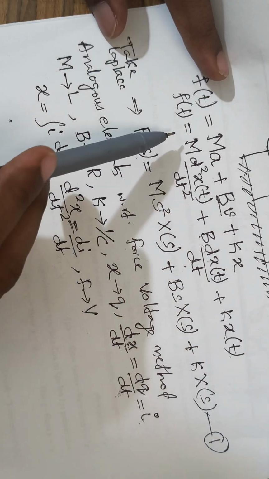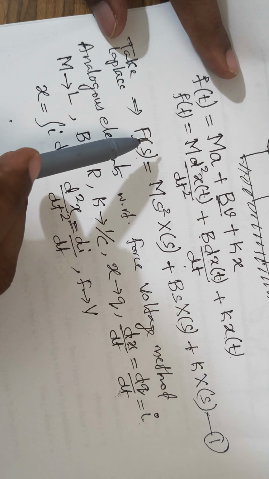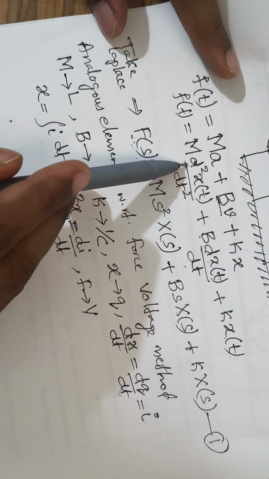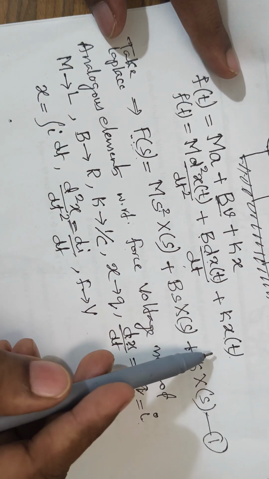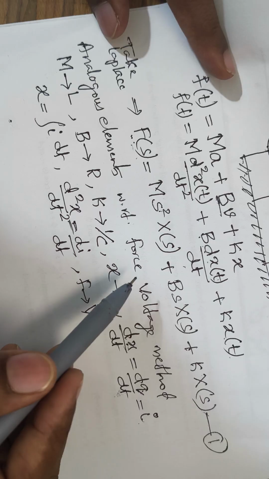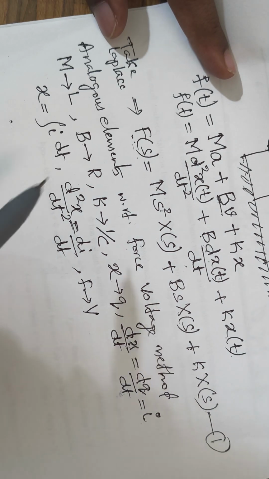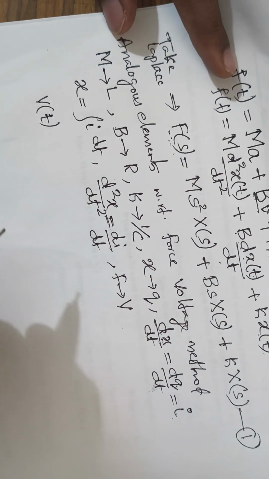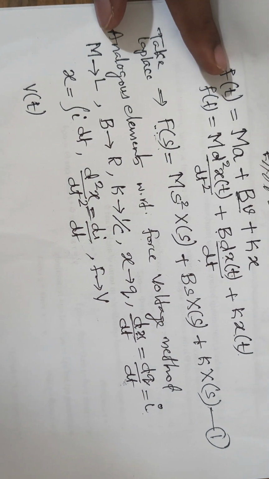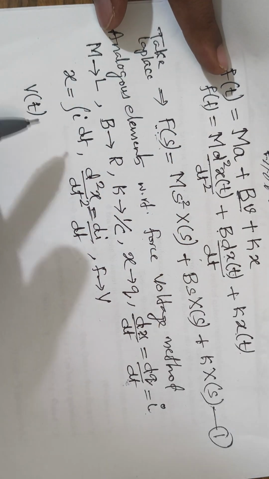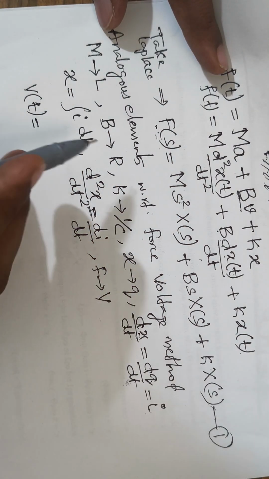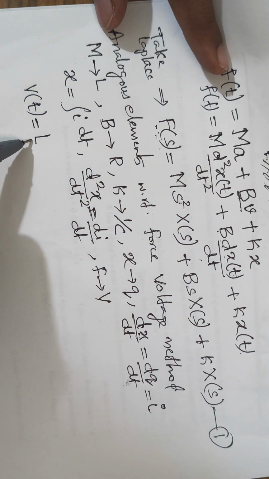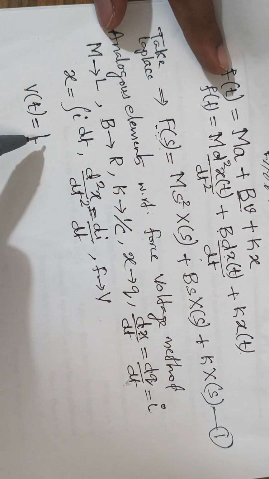So I will take this equation first, f of t is equal to m d square x of t by dt square. This equation I will convert into the analogous force voltage method. So f of t will become v of t here. Next, m is analogous to inductance, so m will be replaced by inductance.